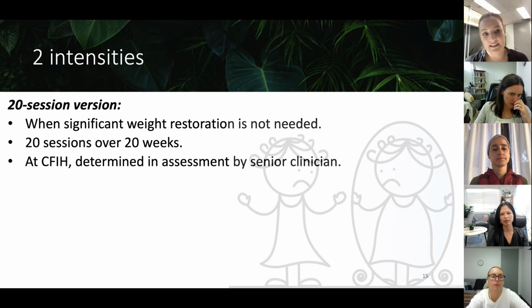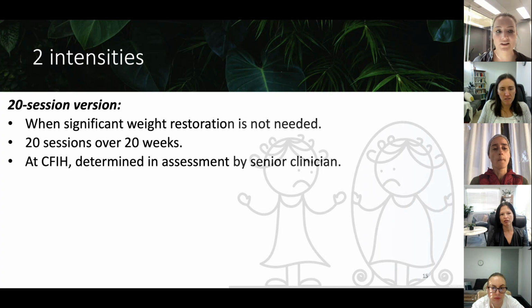So then in terms of the intensity, the 20-session version is when significant weight restoration is not needed, and it's 20 sessions over 20 weeks. At CFIH, this decision is generally made during the assessment by the assessment clinician. And if the treating clinician is seeking to move someone from a 20-session version to a 40-session version, then it gets brought to case review.